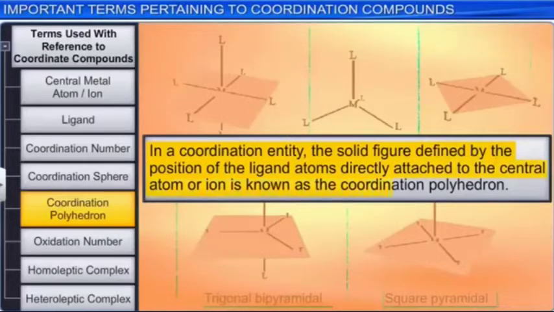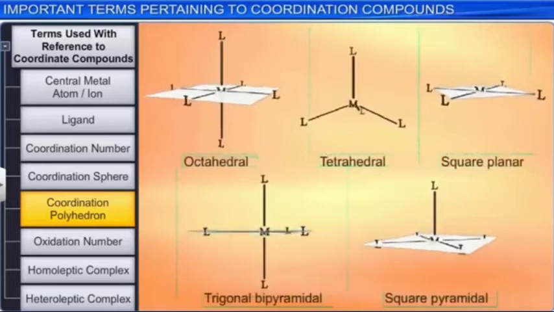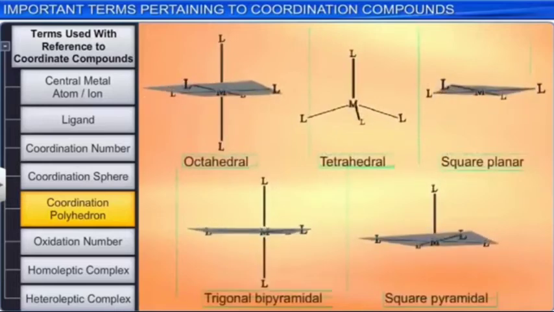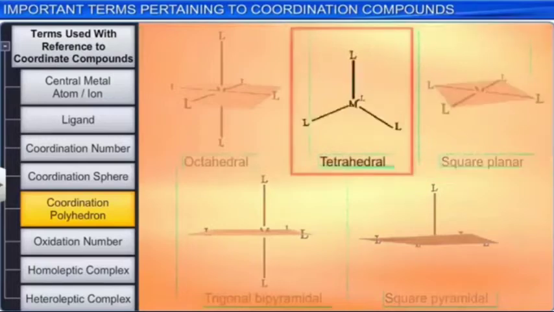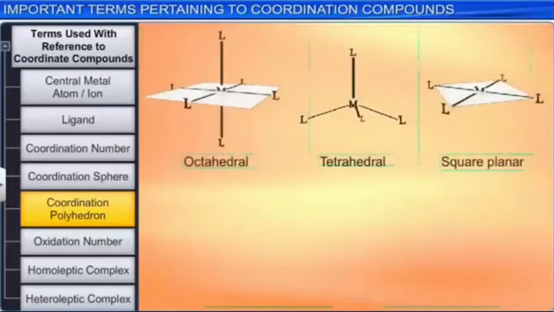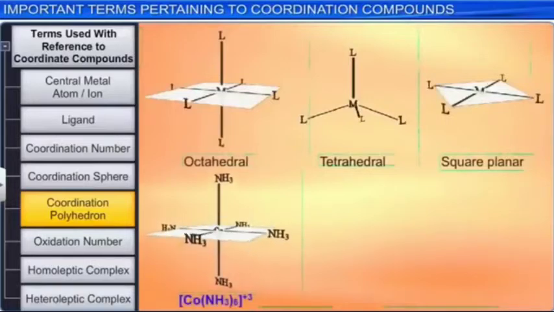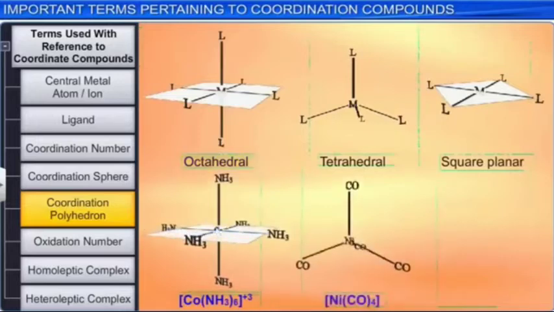The most common coordination polyhedra are octahedral, square planar, and tetrahedral. For example, [Co(NH3)6]3+ is octahedral. [Ni(CO)4] is tetrahedral, while [PtCl4]2- is square planar.